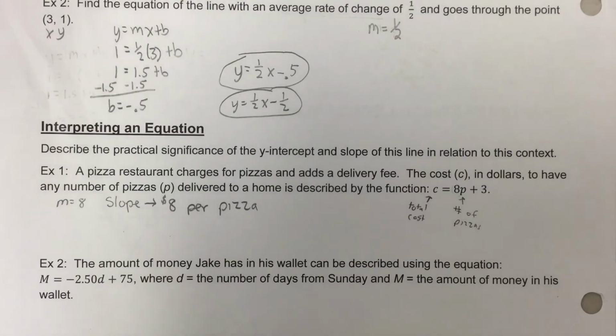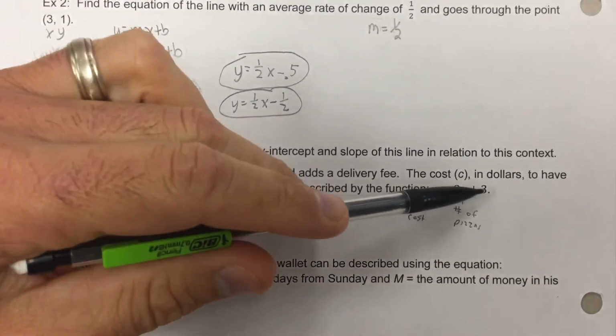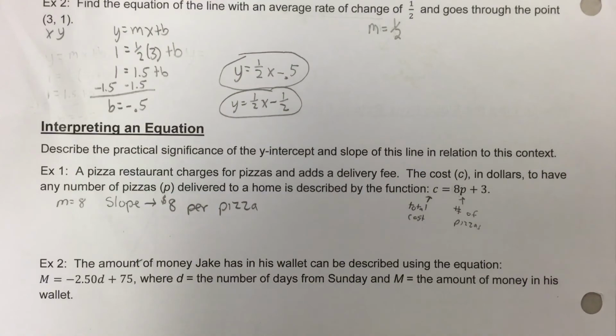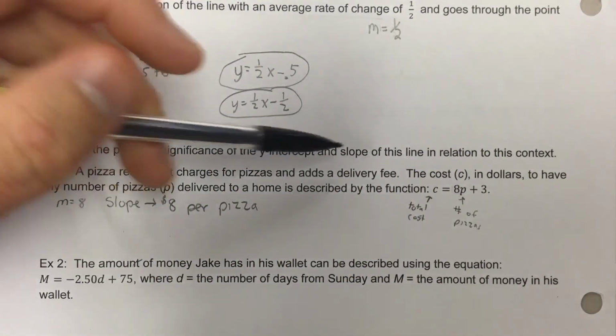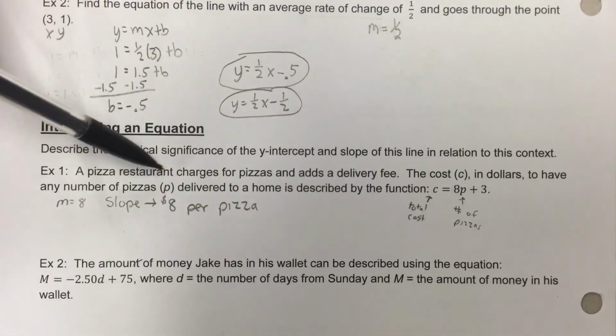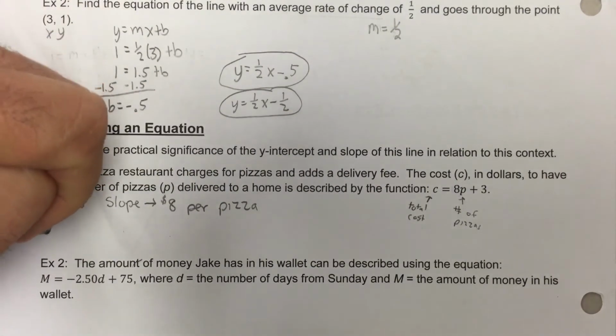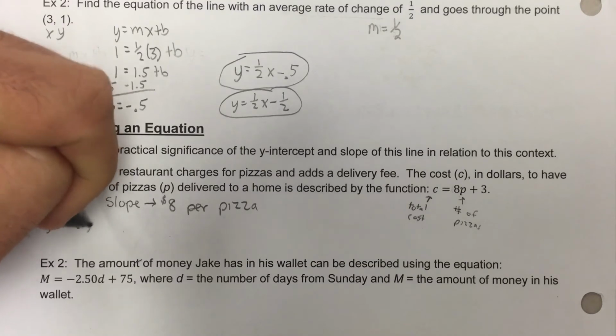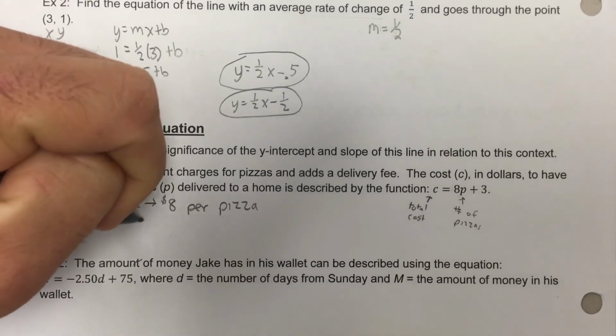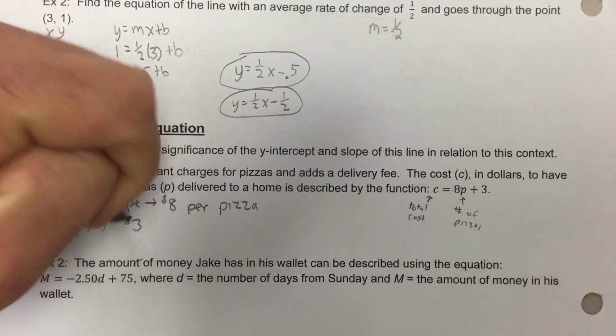The y-intercept then is that starting amount, or a one-time fee that you have to pay no matter what. In this case, I'm paying $3 up front no matter what. And that's going to be your delivery fee, because it says we're charging per pizza and also adding the delivery fee. So the y-intercept would be 0, 3, and that means there's a $3 delivery fee.